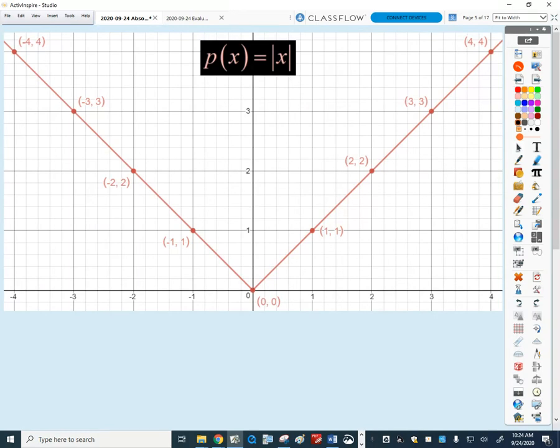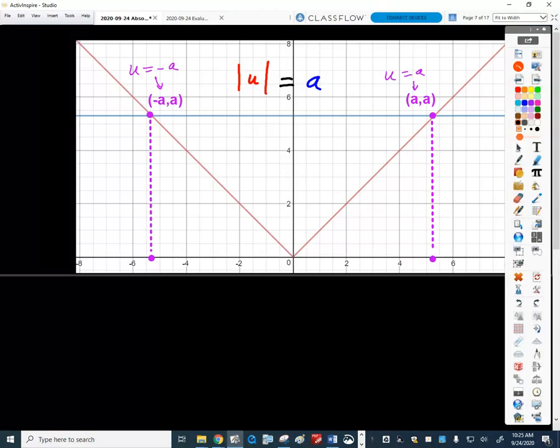Okay, an absolute value graph just looks like a V, and we'll talk much more about that later in the year. It's a V, the vertex is at the origin, the right leg of the V has a slope of +1, and the left leg of the V has a slope of -1. Okay, if we're trying to solve an equation, let's just say we've got something like the absolute value of U equals A. Remember, U might not be a U. It might actually be some expression with X's in it. And A is probably some number, right? If we can get it to that point, then what does this mean?